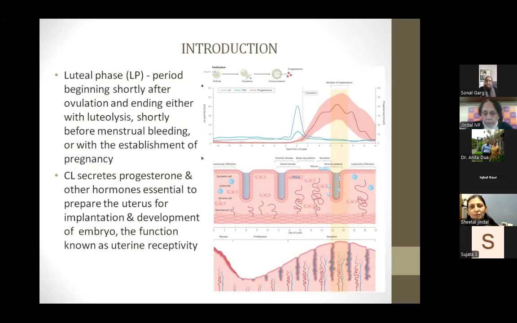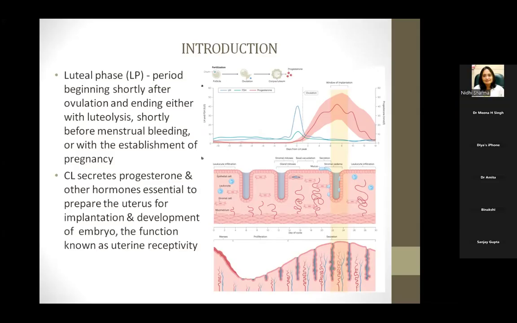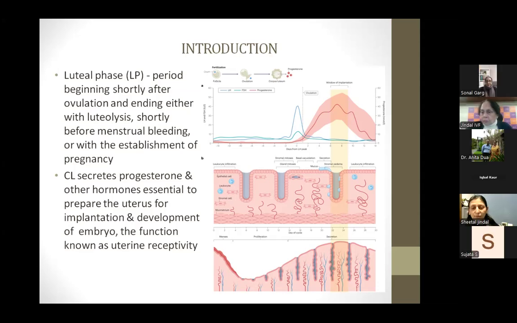It is the period which begins shortly after ovulation and ends either with luteolysis shortly before the menstrual bleeding, in case the pregnancy does not happen, or there is an establishment of pregnancy, during which the corpus luteum is rescued and is called corpus luteum of pregnancy, and then this corpus luteum further supports the growth of the pregnancy.